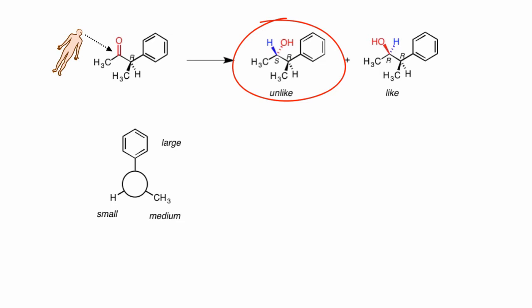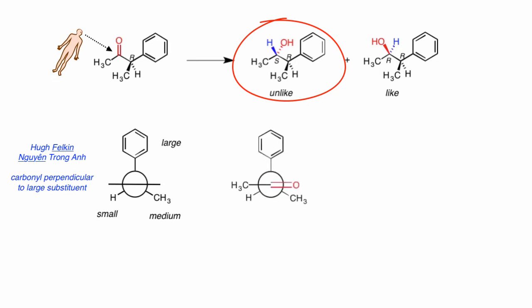The reactive conformation model, proposed first by Hugh Felkin and then developed more extensively by computational studies by Nguyen Trong Anh, has the carbonyl group perpendicular to the large substituent. The carbonyl can be oriented in one of two directions, to the right or to the left.